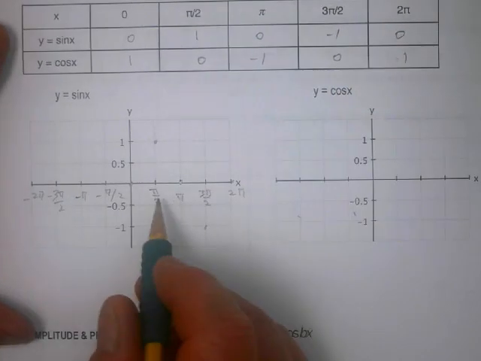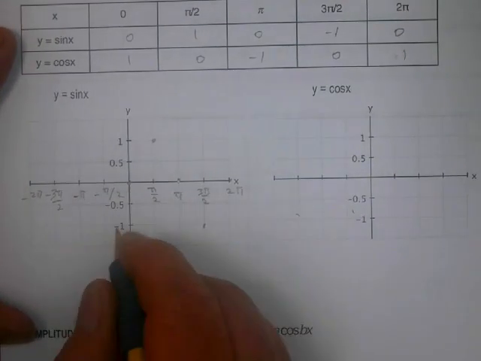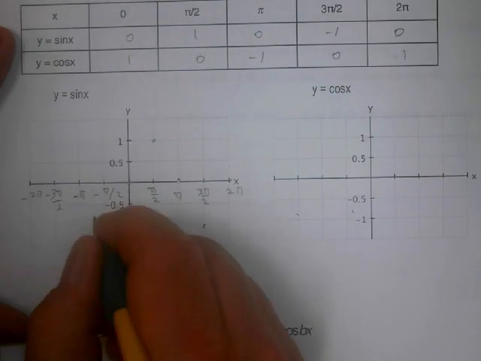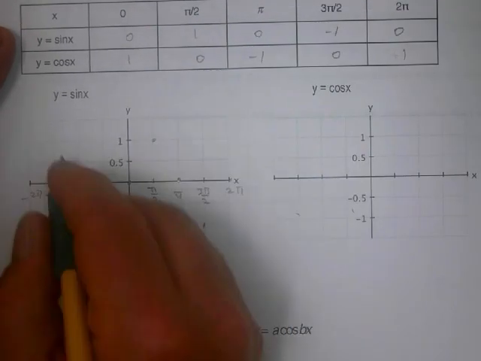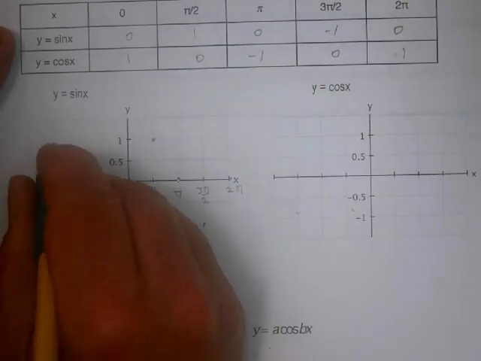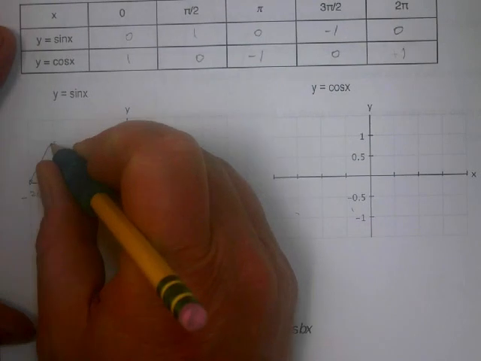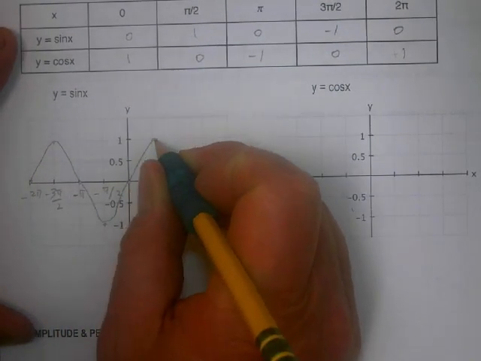So this is kind of symmetrical with the axes here. But we're just going this way, all right? So negative pi over 2, negative 1, negative pi, it's 0. At negative 3 pi over 2 means going all the way around here. It's going to be positive 1, and we're back here at 2 pi. So what we're going to do is just go ahead and draw in the sine curve, connecting those dots.